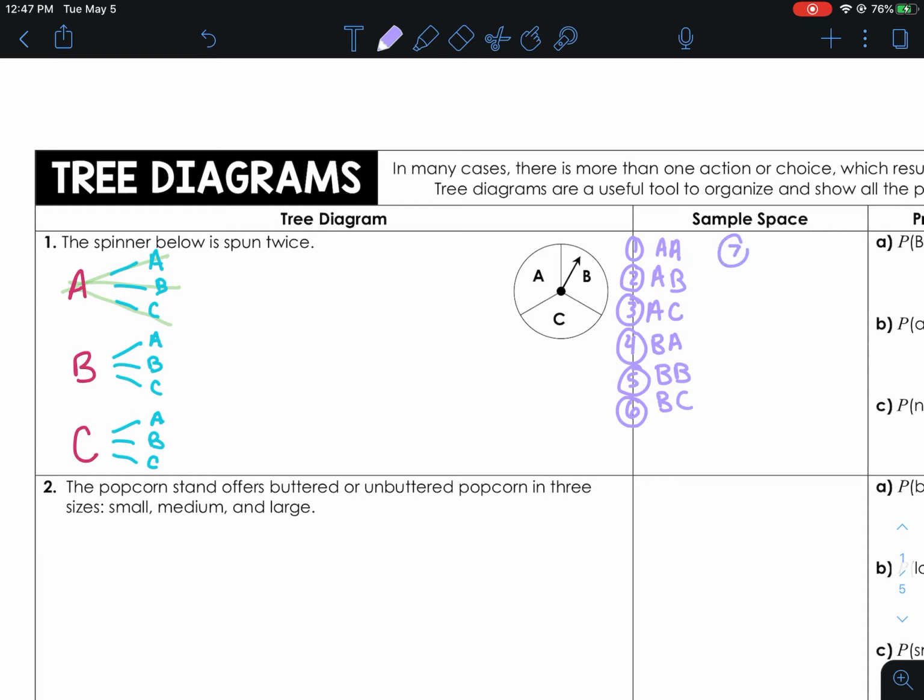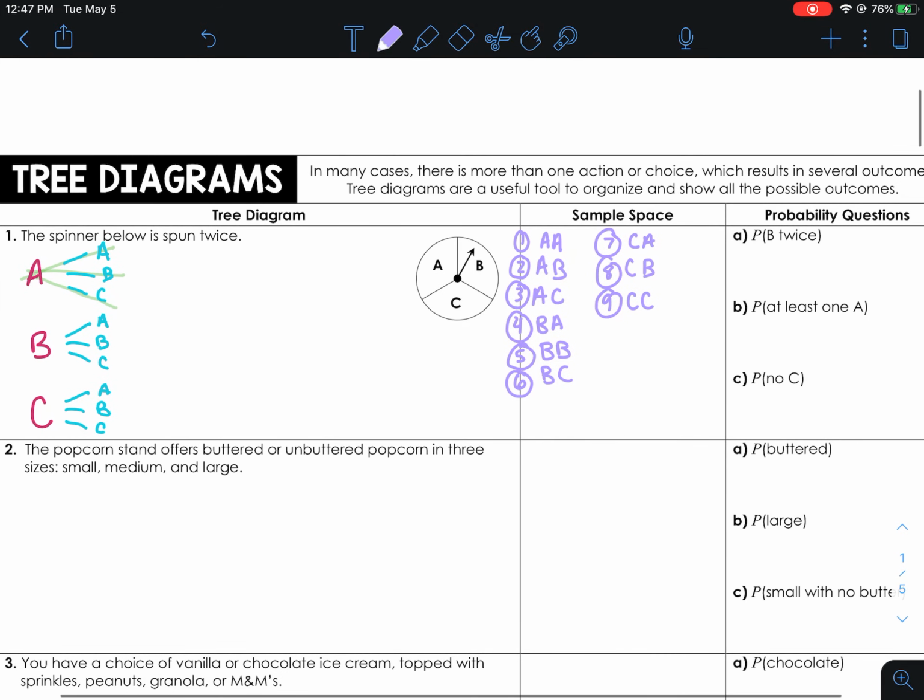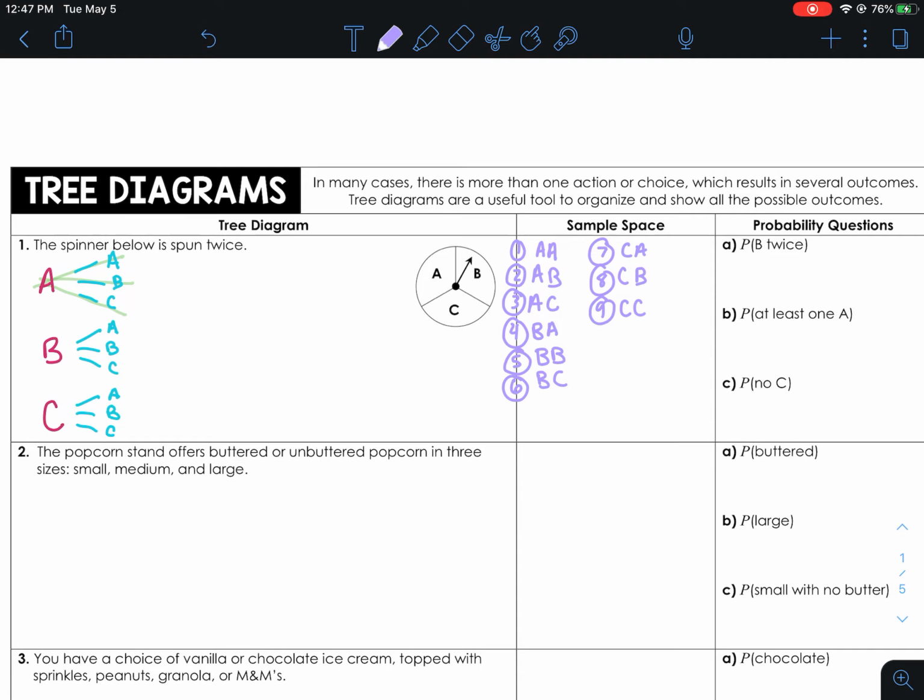All right, and then my 7th choice is going to be C and then A. My 8th choice would be C and then B. And my 9th choice is C and then C. Now, if we're looking at choice number 7, seeing that it's CA, that is different than choice number 3 that is AC, because they were in a different order. The order does matter. So when we're figuring out probability, we see that we actually have 9 choices. So all of my totals, or my denominators, are going to be out of 9.